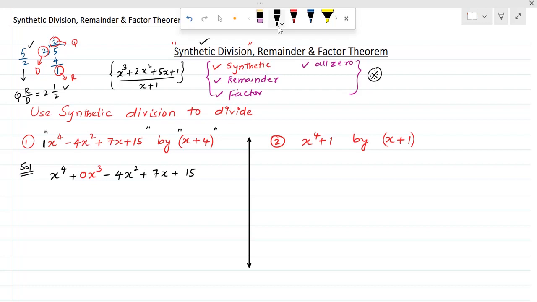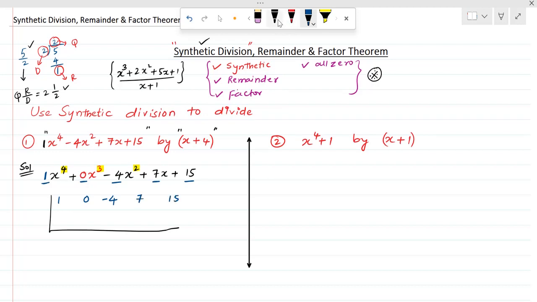If you write it in order, it should be in decreasing order: x power 4, x power 3, x power 2, x power 1, and a constant. Now it is complete, and I will start the process. First, I go with synthetic division. Take the coefficients: 1, 0, minus 4, 7, 15. So I write here 1, 0, minus 4, 7, plus 15.